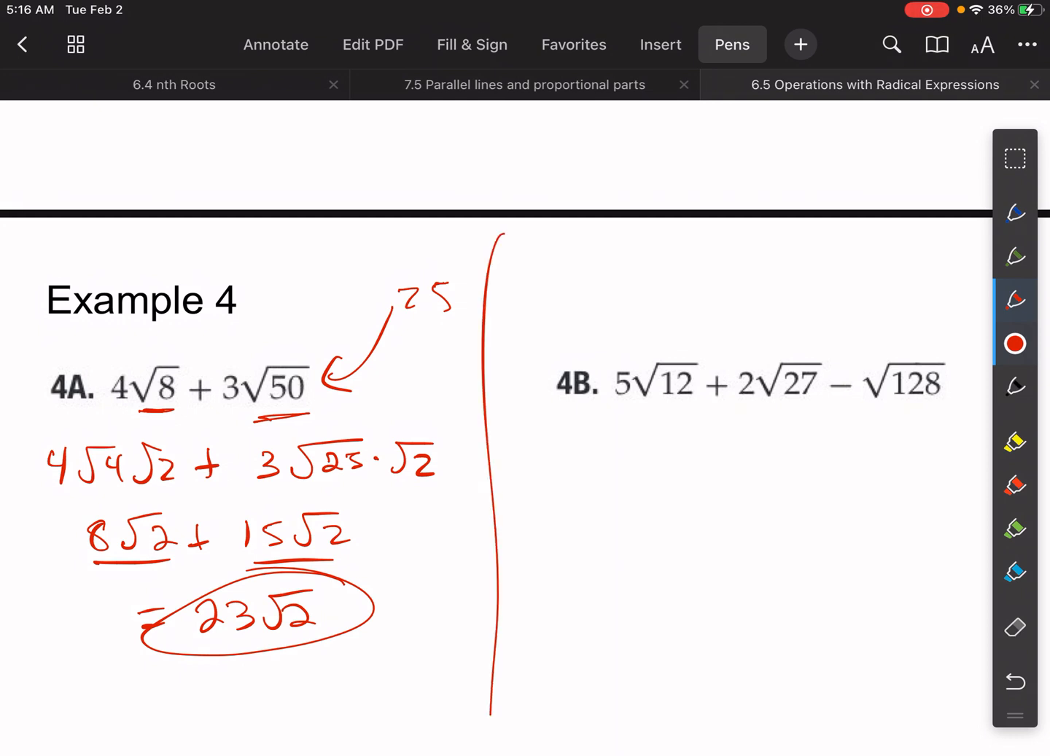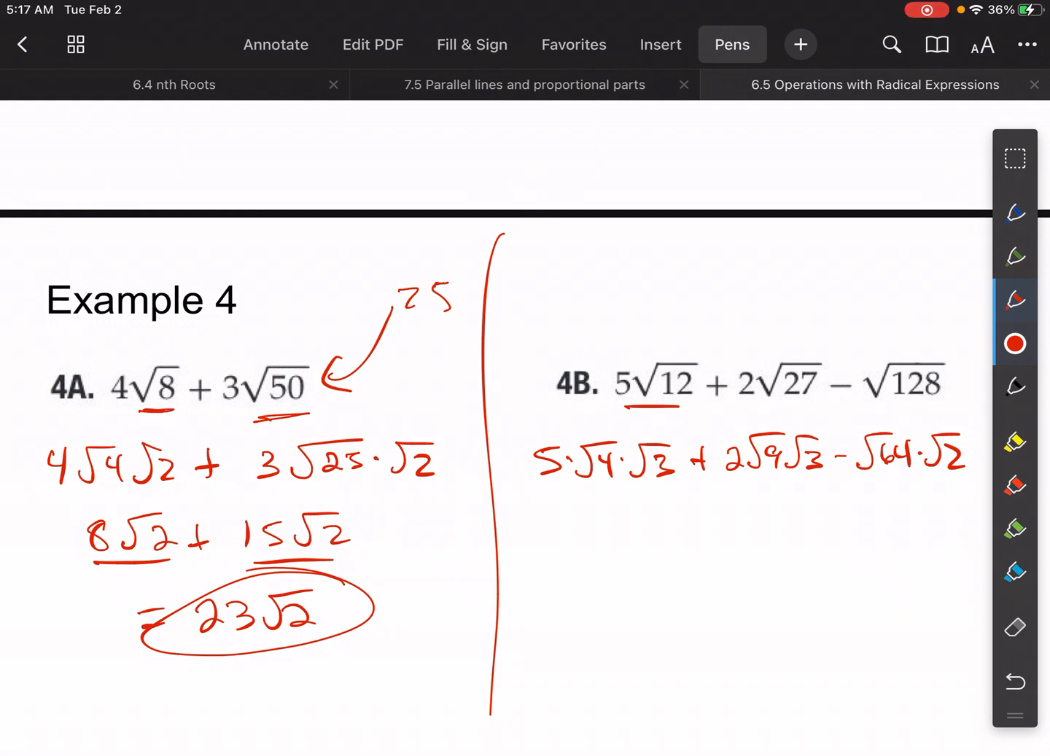4b, let's look at this one. Let's rewrite this in terms of perfect squares. This is 5 times the square root of 4 times the square root of 3, plus 2 times the square root of 9 times the square root of 3, minus, let's see, what would this one be? I think the square root of 64 times the square root of 2.